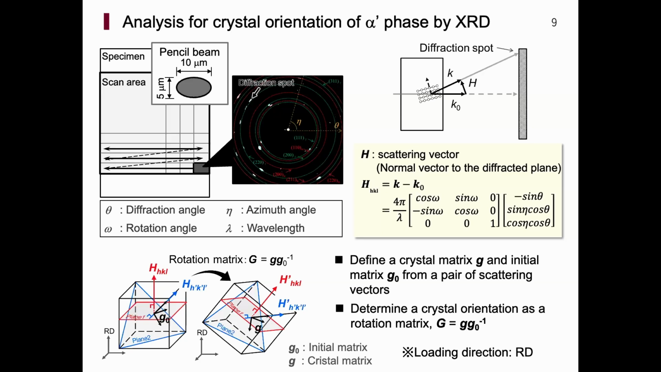First, we obtained these parameters to calculate the scattering vectors perpendicular to the scattering planes from these diffraction spots at each scanning position. And then we defined 2 kinds of crystal matrices, G0 and G, representing the initial and rotated state of the unit cell from 2 arbitrary scattering vectors. And finally, we determined a crystal orientation as a rotation matrix from G0 to G.